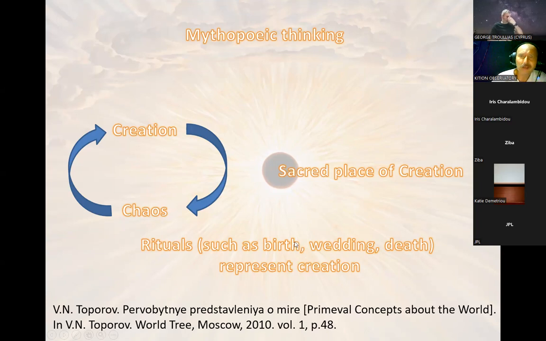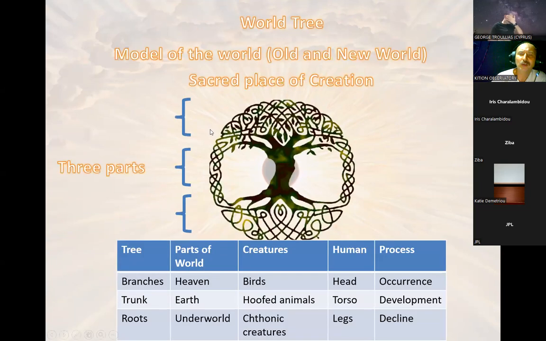And the mythopoetic thinking was very well considered by Toporov. There is a large book in two volumes, more than 1,000 pages, which is named World Tree. So there are a lot of works, not only by Toporov, but all over the world, discussing what's happened with World Tree. So let's proceed further. World Tree is a model of the world, and its position is to be in the sacred place of creation. That's what we found out, and it's practically everywhere in the old world and the new world.